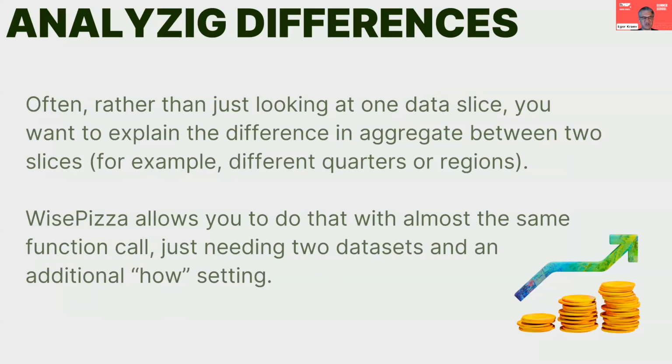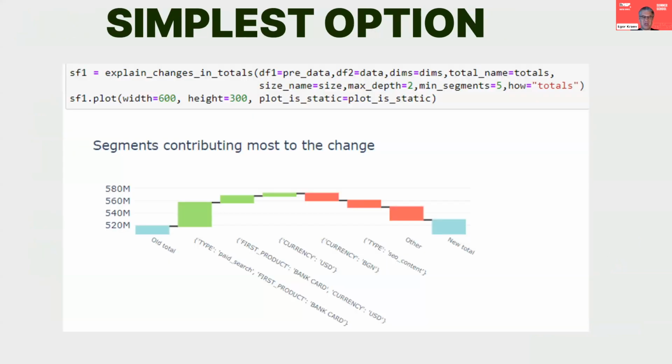However, this is already wonderful because this can save hours of scrambling around. But the next step is you want to look at the differences. So you want to see how much our total revenue has increased from one quarter to the next, and which regions or which subsegments of any kind drove this. And WisePizza can do that too.